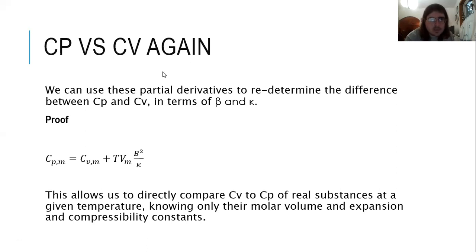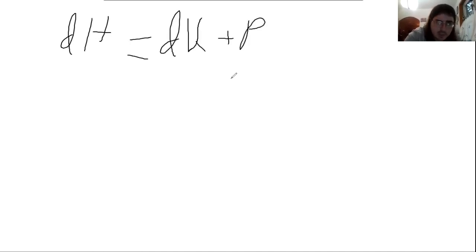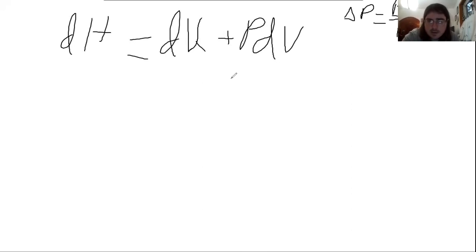So how will we do this? This is the proof we're going to get to. So how do we go about this? The first step is we start from our statement of enthalpy. Then dH equals dU plus P dV, and it'll also equal V dP. Remember, we said that delta P equals beta over kappa delta T and negative 1 over kappa ln V.